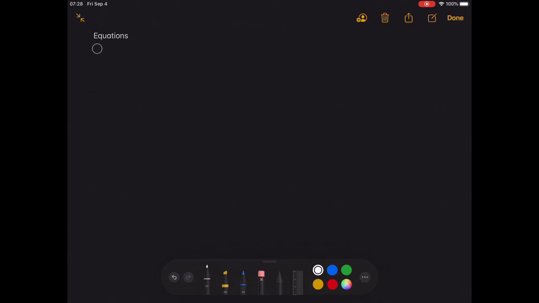Hey everybody. Today we're going to be talking about equations. So yesterday we introduced expressions and started talking about making math expressions and simplifying them. And today we're going to talk about what happens when we introduce equations into the mix.